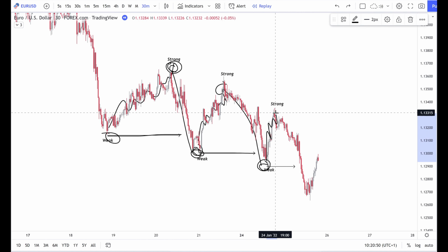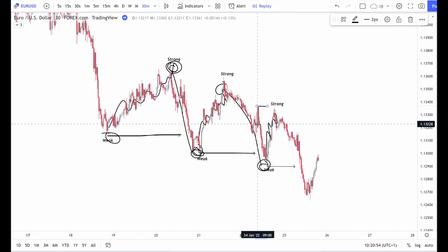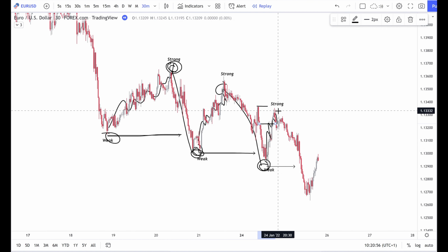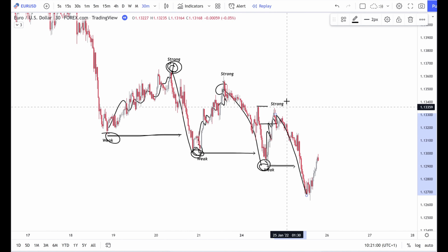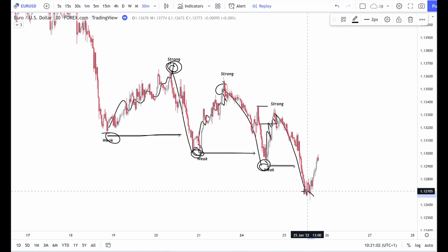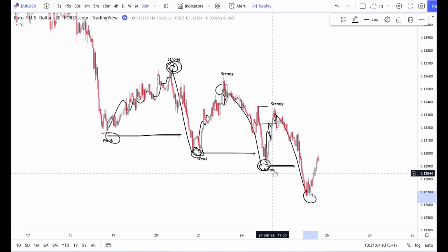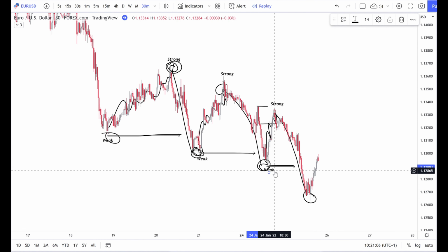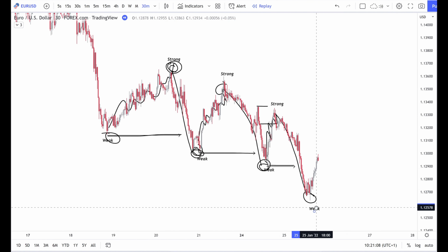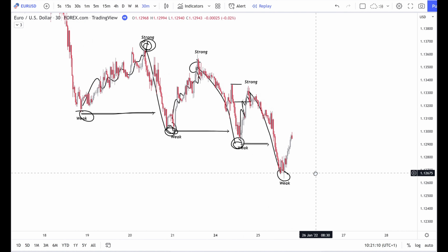We now come back, pull back into the supply zone here, and at that point, what do we target? We target the weak low. And here again, this strong high has now created this weak low, so I'll just label it. So this is now a weak low.